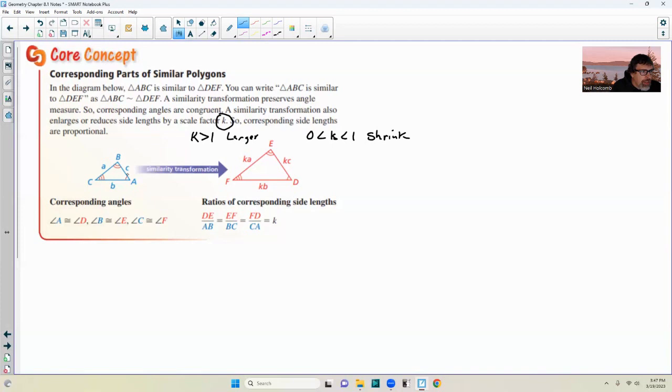Okay, so this blue triangle ABC is similar to triangle DEF, but this is a larger triangle, so we know that the K factor is greater than 1. Corresponding side lengths are also proportional. So you could say side DE is to AB as EF is to BC as FD is to CA, and they're all equal to that K scale factor. All right, so let's take a look at that in an example.